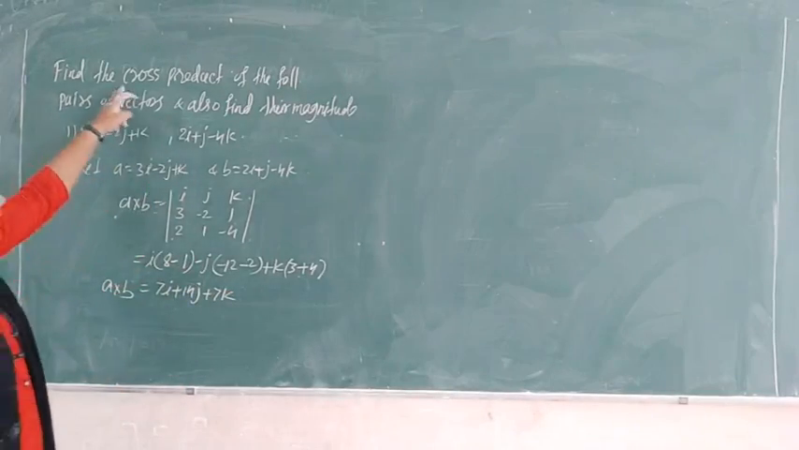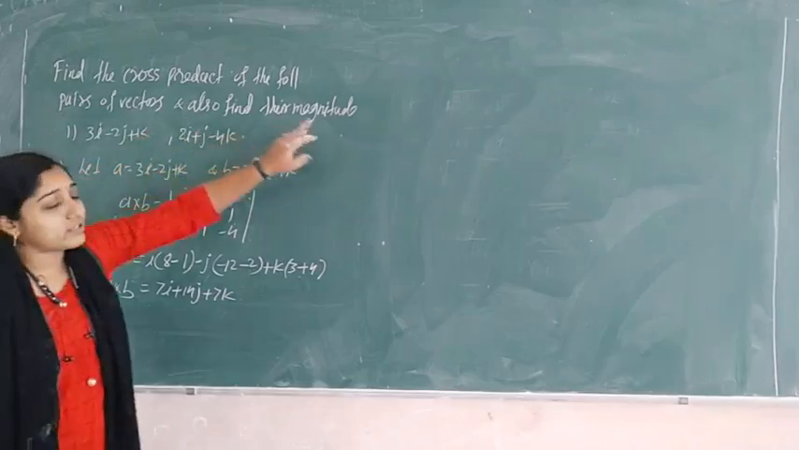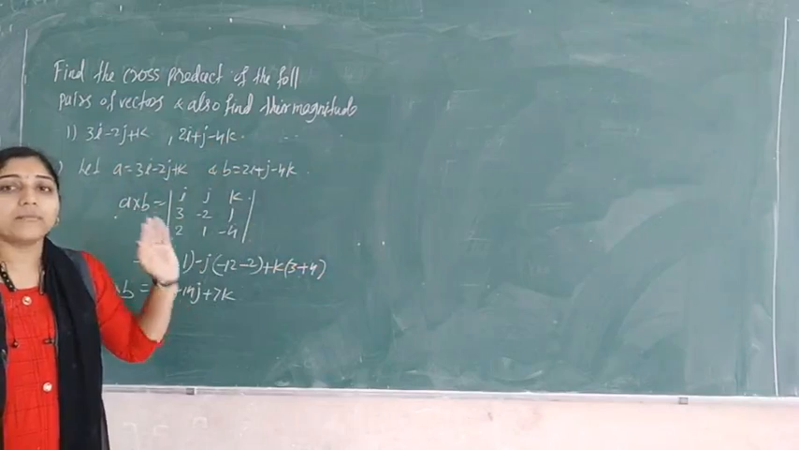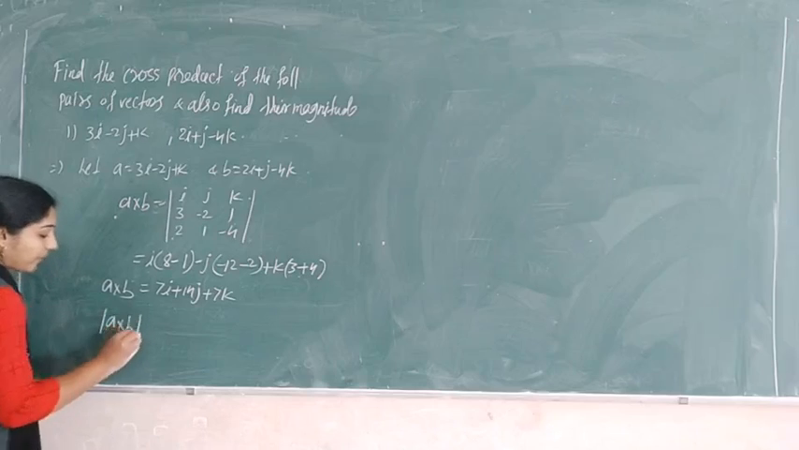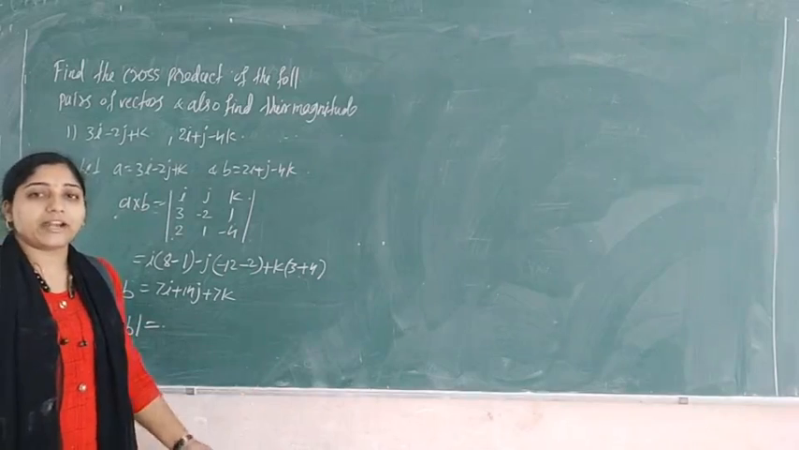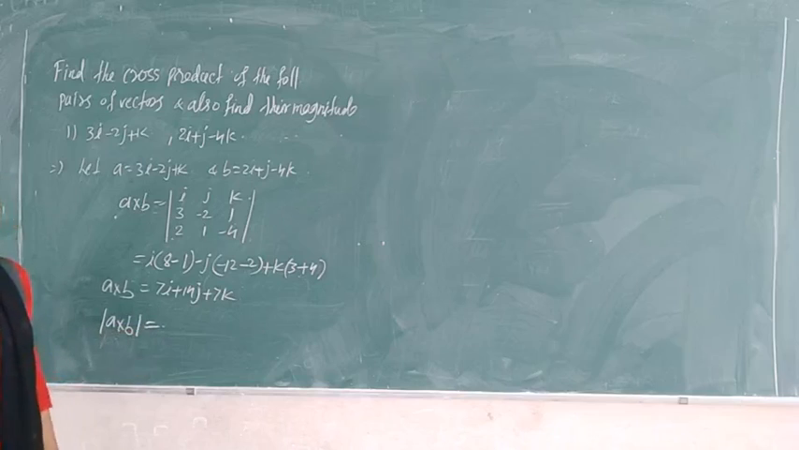That is the cross product. Find the cross product, and what did they say? Again, find its magnitude. Magnitude is nothing but the modulus of A cross B only. They can use the magnitude word, but if they use it, the definition is the same, that is modulus of A cross B.